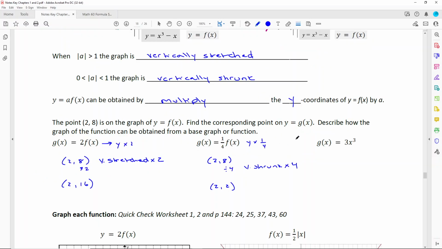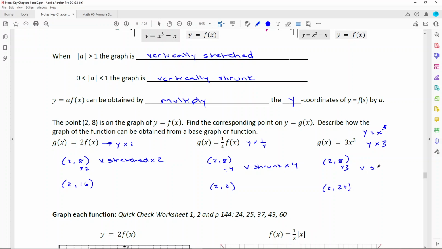So here, you should recognize that the base graph is y equals x cubed. So then how's it changed? Well, we put a 3 in front. This means my y values are going to get multiplied by 3. If I had a point (2, 8) on my original graph, I would multiply the y value by 3, and I would now have a point (2, 24).